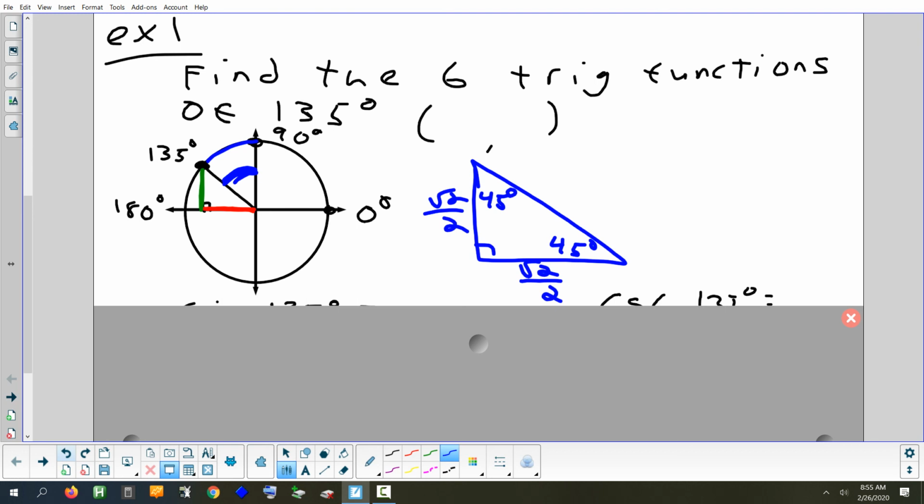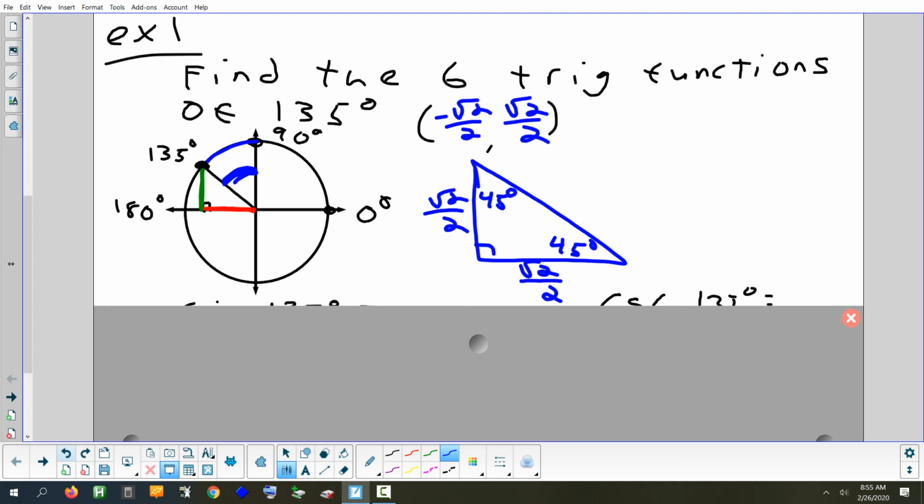So what's going to happen when I write my coordinate that didn't happen yesterday? In this case, because we're in quadrant 2, the x is negative. That's the only thing that's different. So there's your coordinate for 135.